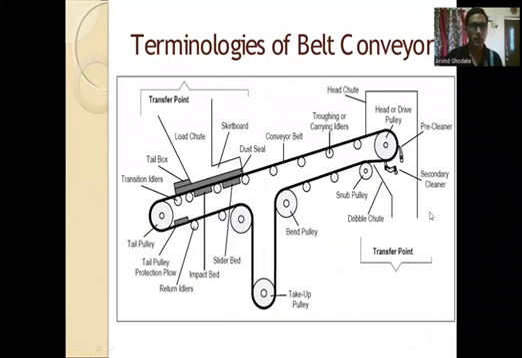So this is the terminology of the belt conveyor. You can see the different components of the belt conveyor. The important components are the head pulley and tail pulley. The tail pulley is just a supporting pulley. The head pulley, or drive pulley, is connected to the power source.